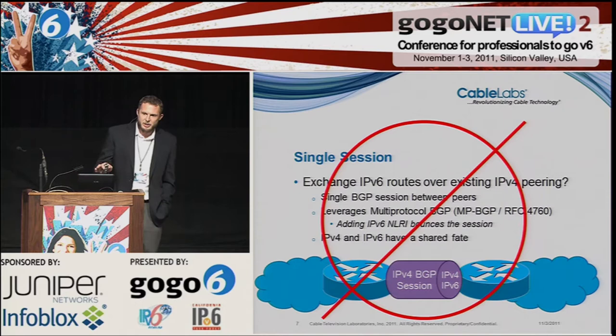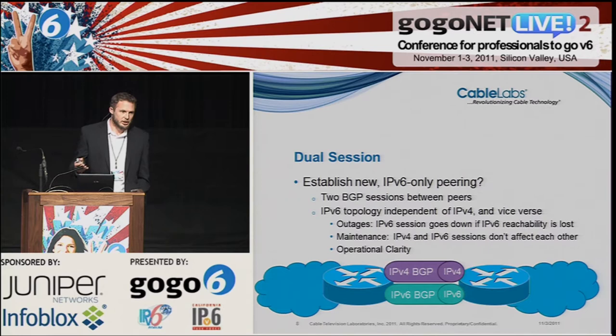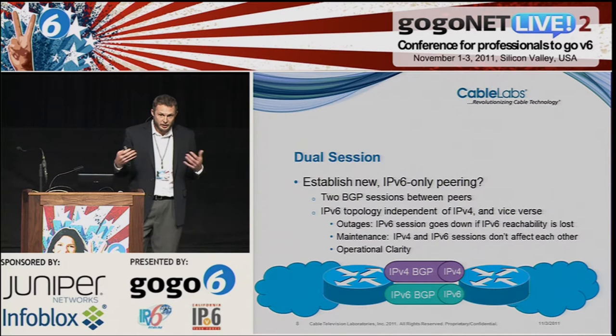On iBGP, within your network, there may be some cases where you may want to do something like this, but not with your peers or your upstreams at all. So the better answer is to use a dual session, to have independent sessions, to set up a distinct IPv4 BGP peering session and a distinct IPv6 BGP peering session. And this does a few things. One, the main thing here is that it decouples the two topologies. So you have to remember that IPv4 and IPv6 are completely distinct protocols. They're not compatible on the wire. It's a ships-in-the-night situation.